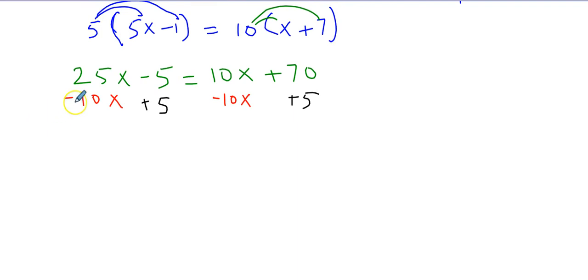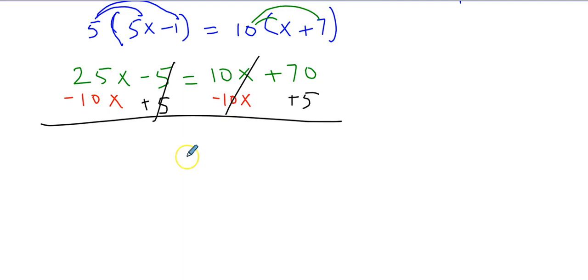One thing I did, what? This 10x I want to cancel from the right hand side. That's why I subtracted 10x. Whatever I did on the right hand side, I did the same on the left hand side. And I don't want this 5 on the left hand side. So in order to move it to the right hand side, I added 5. Thereby it got cancelled. I'll show you this thing. Minus 5 plus 5 cancelled. Plus 10x minus 10x cancelled.